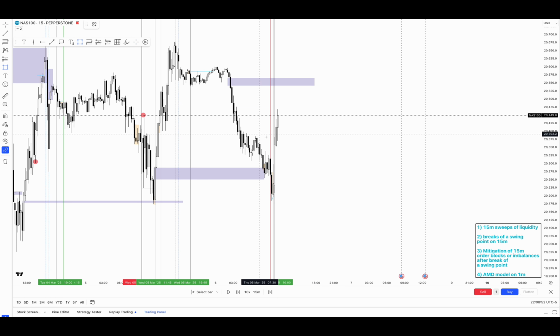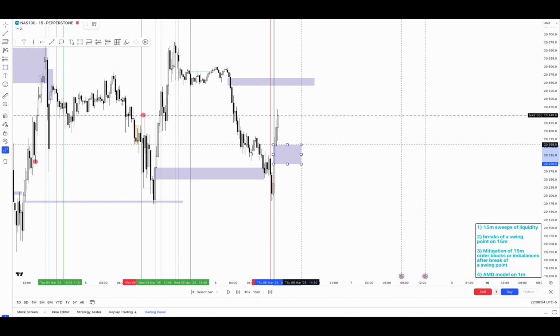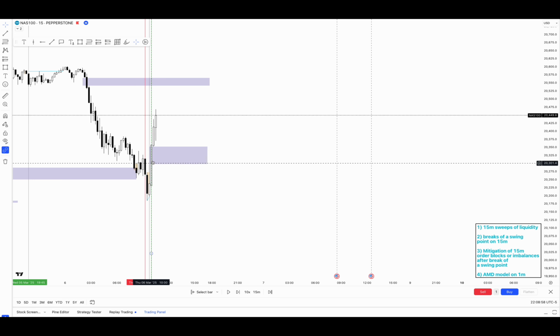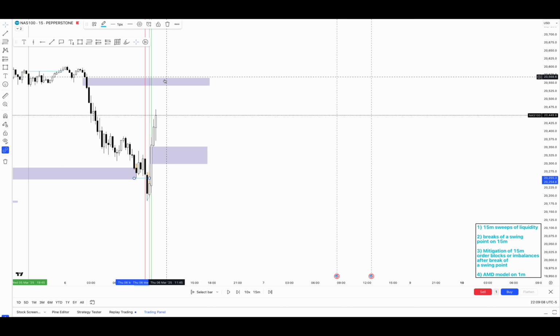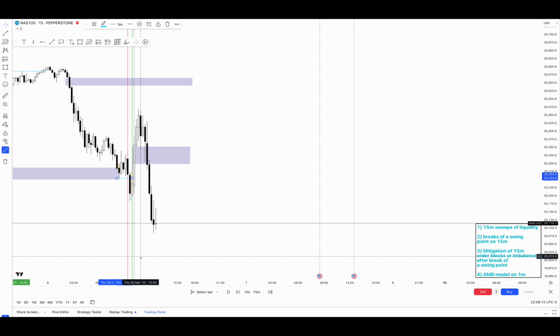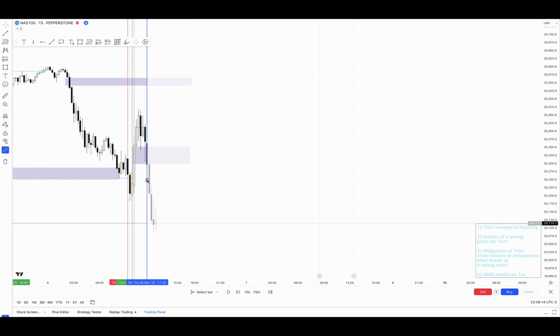It's a little hard to see behind the colored bars, but it's based off this imbalance here, sweeping this liquidity, and then breaking this swing highs here. So I'm looking for a sell if it pushes up to this area, or a buy if it pushes down to this area. So, let's see, push down to this area.